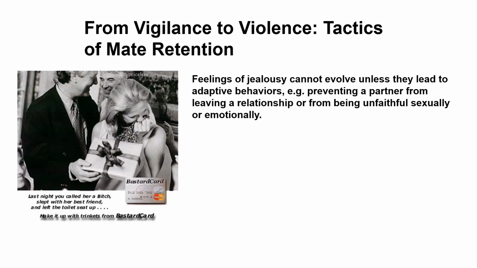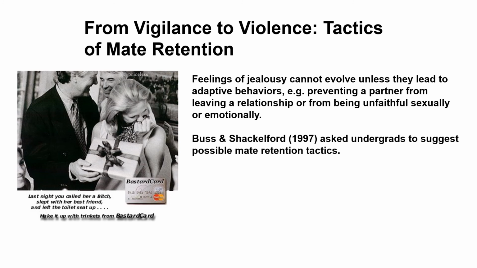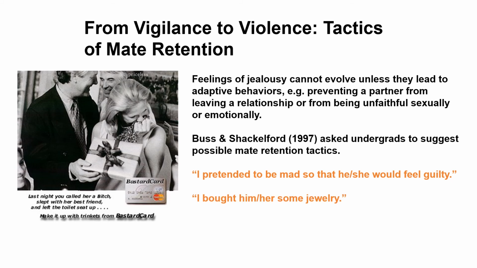Let's look at tactics of mate retention. So what are tactics that people use to keep their partner from being unfaithful? Feelings of jealousy can't evolve unless they're adaptive behaviors of some kind. So preventing a partner from leaving the relationship or being unfaithful comes from this feeling of jealousy. As a result, mate retention tactics. For this, Buss and Shackelford asked undergrads to suggest possible mate retention tactics. What they found are things like, I pretended to be mad so they would feel guilty, or I bought them jewelry.